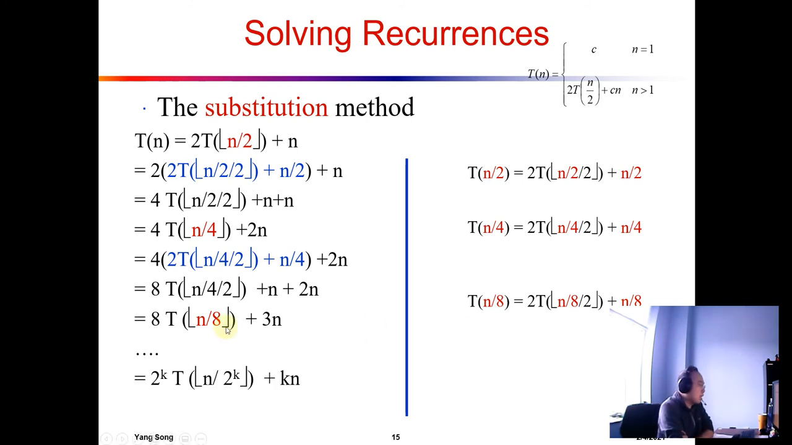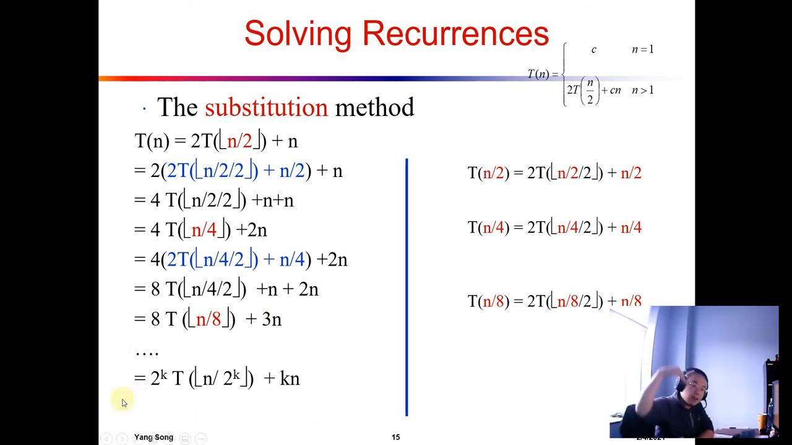And the pattern should be, on every level, we are doubling this number: 2, 4, 8. And we are also doubling this number, n divided by 2, n divided by 4, n divided by 8. And we are increasing this number by 1n, 2n, 3n, right? So you see the pattern? And after you see the pattern, you can come up with this.